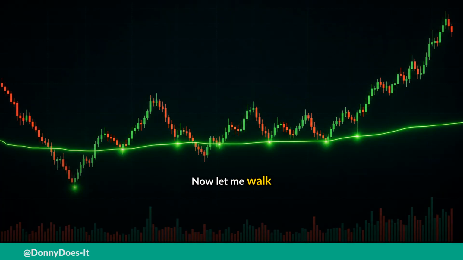Now let me walk you through VWAP. VWAP stands for Volume Weighted Average Price. Every institution in the world uses it. Banks, hedge funds, market makers, they all anchor their orders around VWAP. When price is above VWAP, institutions are in control of the upside. When price is below VWAP, sellers are in control.